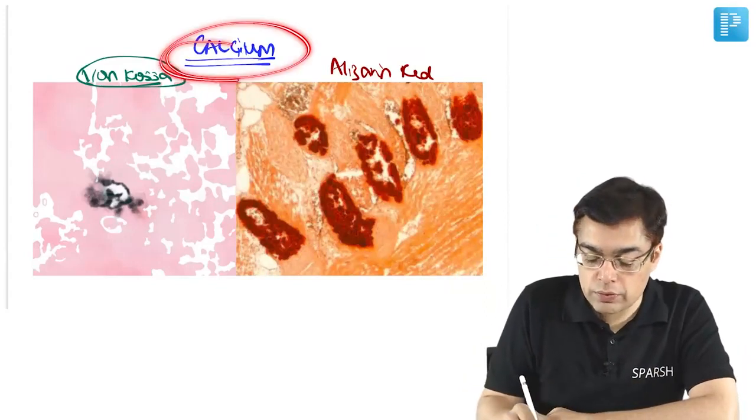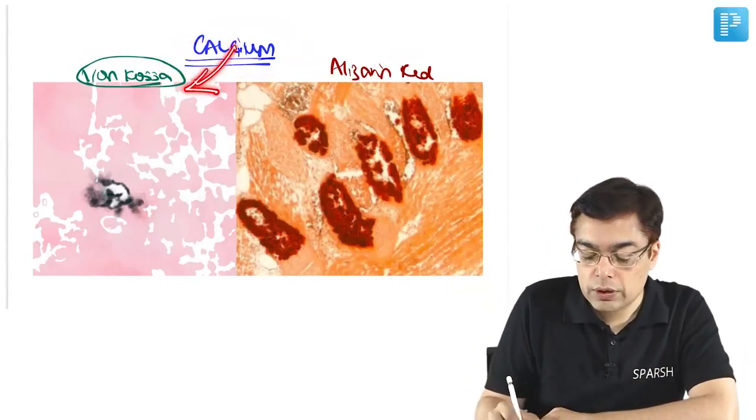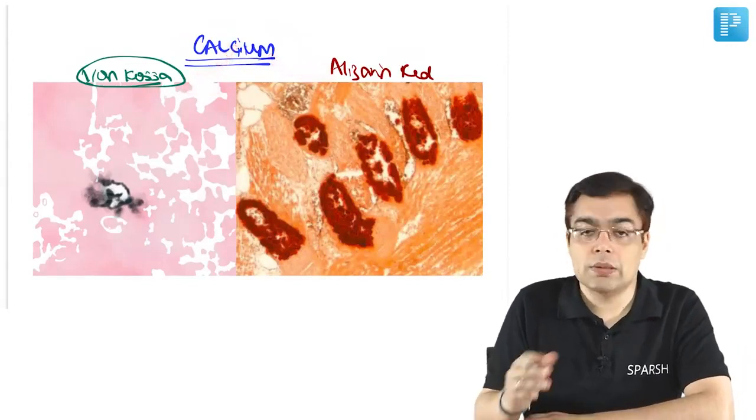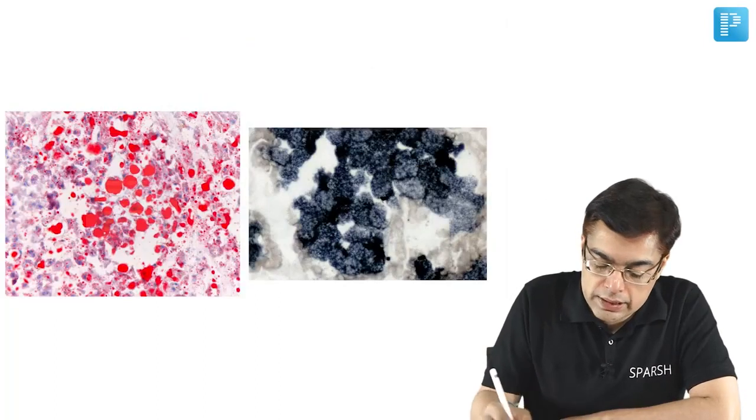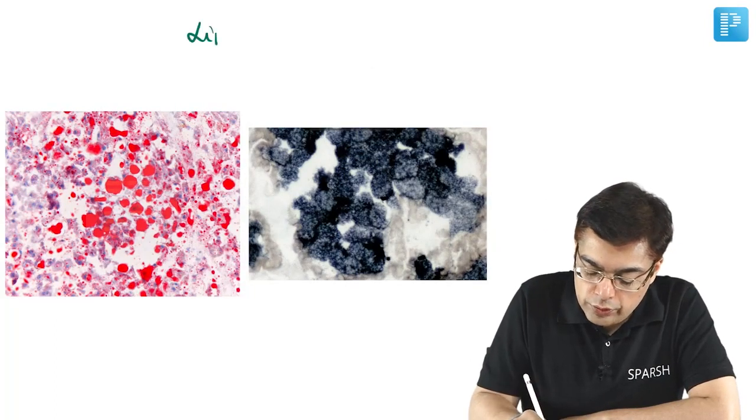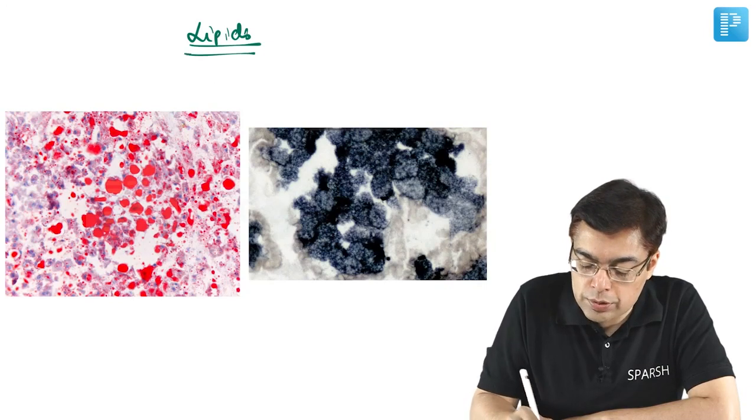So coming back to our discussion, these are the important examples of the stains which are used to pick up calcium, and of course the two different patterns of calcification that we need to be familiar with. Talking about the next important example of a pigment about which we need to have an idea, that is going to be the deposition of lipids.